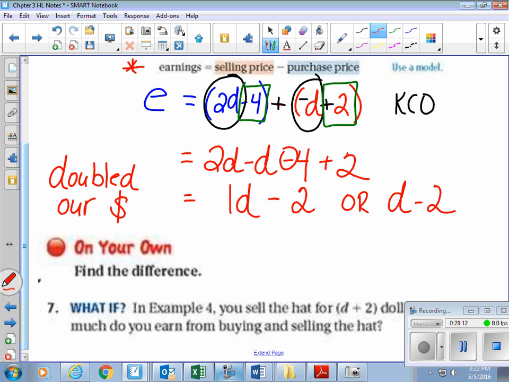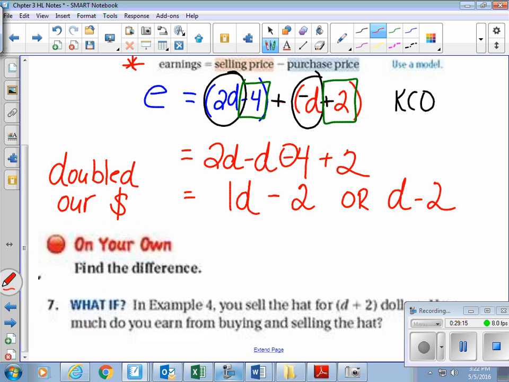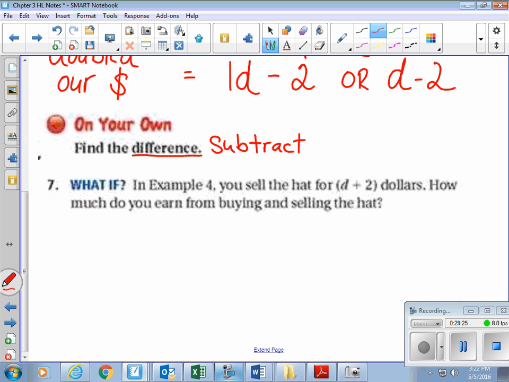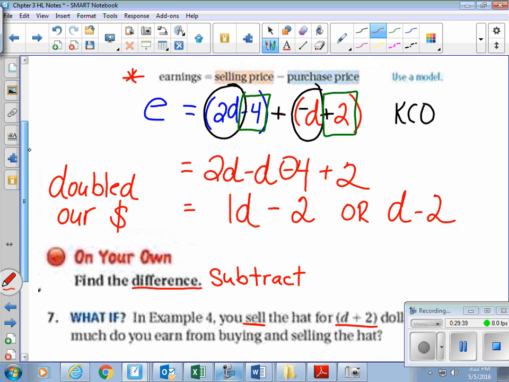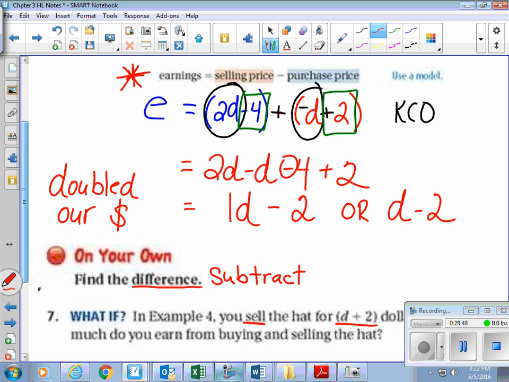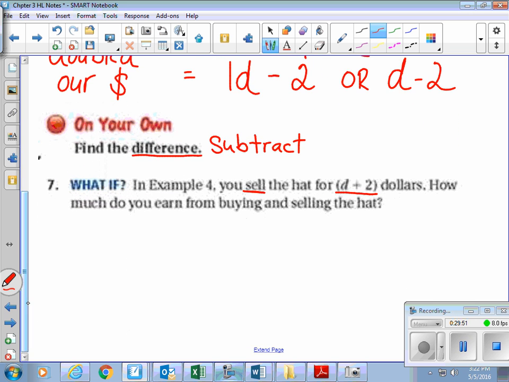So see if you can try the on your own problem. Notice it's saying to find the difference, which always means to subtract. The question states, in example 4, you sell the hat for D plus $2. How much do you earn from buying and selling the hat now? So they just changed your selling price. You can go back to the original expression, this guy that they gave you. To find your earnings, you're doing selling price minus purchase price. See if you can set that one up and solve it. Pause the video and come back and check your work.